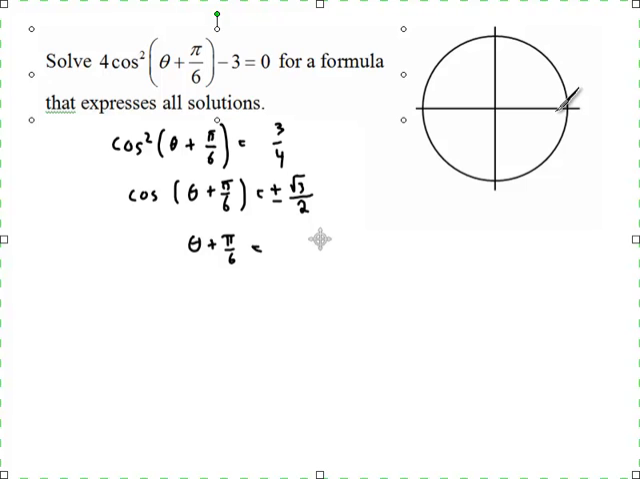Positive root 3 over 2 is probably right about here, and that corresponds to 2 angles. This guy up here is pi over 6, and this guy down here would be 11 pi over 6. If I consider the negative square root of 3 over 2, that's right about here for my x value. And that gives me 2 more angles of 5 pi over 6 and 7 pi over 6. So on the unit circle between 0 and 2 pi, I actually get 4 different angles: pi over 6, 5 pi over 6, 7 pi over 6, and 11 pi over 6.